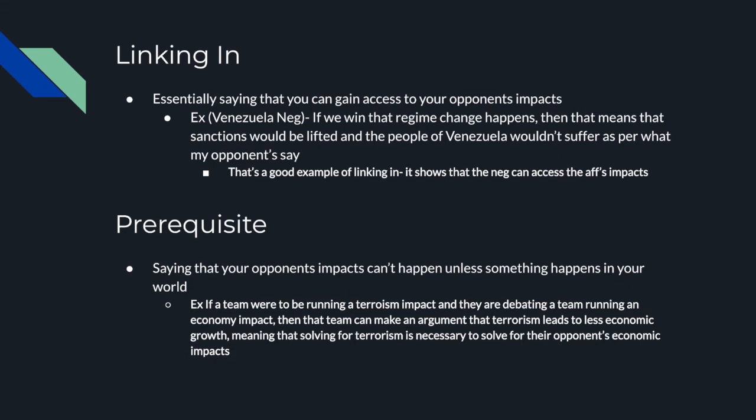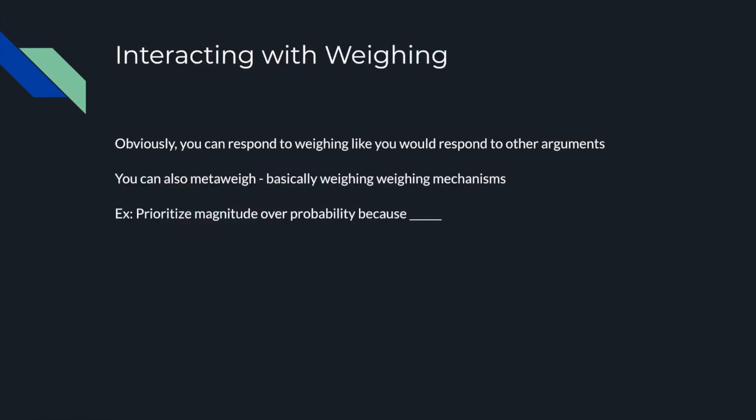And the second, pretty important weighing mechanism is the prerequisite. And prerequisites are basically saying that your opponent's impacts can't happen unless something happens in your world. So for example, if a team were to be running an impact about terrorism and they're debating a team running an impact about the economy, then the team running terrorism can just make an argument that terrorism leads to less economic growth, meaning that solving for terrorism is necessary to solve for the root cause of their opponent's economic impacts.